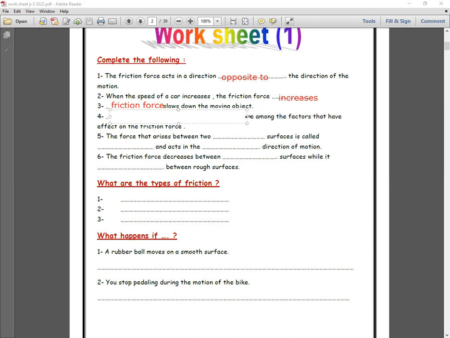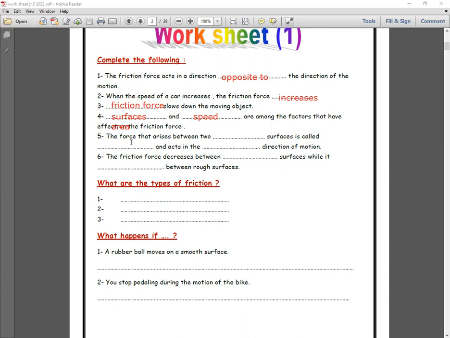Okay, but we have 2 common between the 3 frictions. Number 1, surface area. Number 2, the speed. But surface material is related to the first one only when the 2 are solids, in the opposite direction.